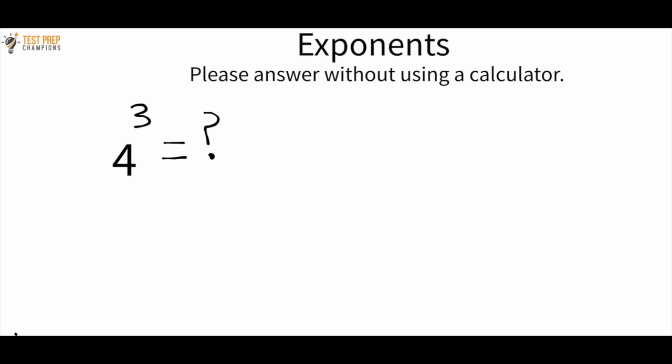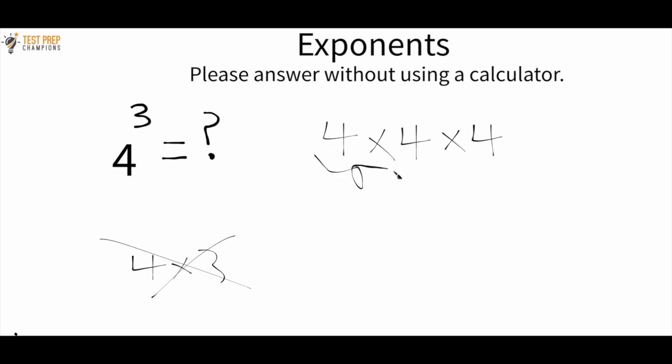Okay, so let's talk about this question. What I don't want to do is do 4 times 3. What I really want to do is 4 times 4 times 4. So 4 times 4 is 16. So I know that for multiplying the first two 4s, we'll get 16. Now, off the top of my head, I don't know what 16 times 4 is, so I'm going to write it out like this. I'm going to stack them on top of each other.